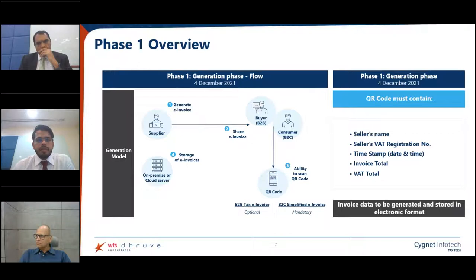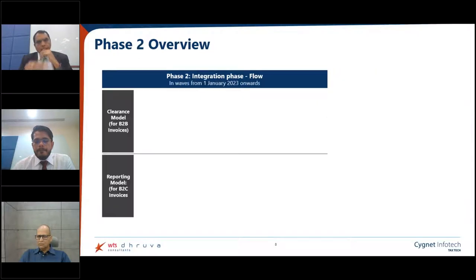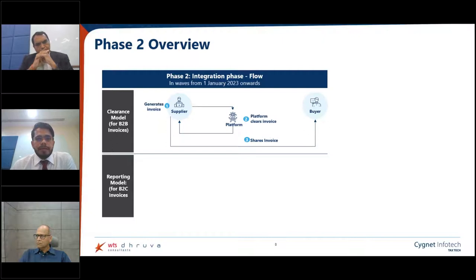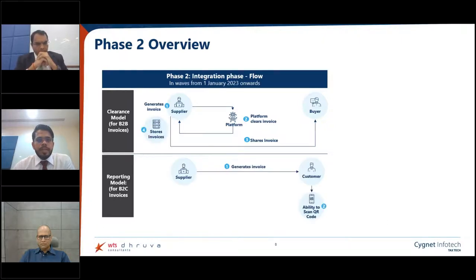Now, in the next slide, please. So for B2B supplies, in phase two, there could be two models of invoicing. It will be implemented in batches starting from 1st of January, 2023. As we have seen in Egypt, they first introduced it for large taxpayers and then for all the other taxpayers. Similarly, in KSA, we will have the implementation in batches, first for the large taxpayers and then for all other taxpayers. For B2B supplies, there is an integration model, and for B2C supplies, there will be a reporting model.